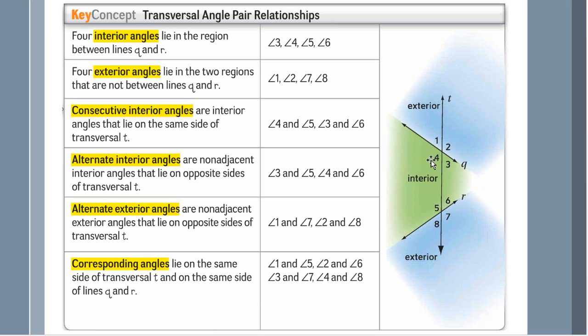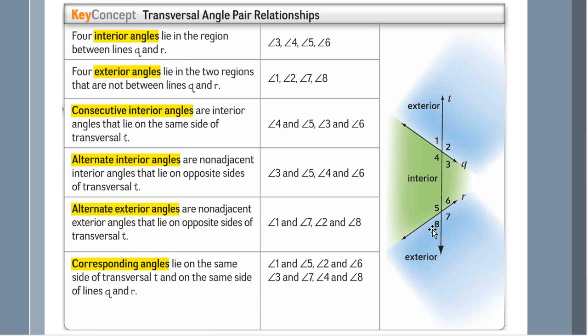Okay? And then along the same lines, we got alternate exterior, right? So again, when we're talking about the exterior, we're talking about this blue shaded area, right? They're on the outside of the two lines, right? So then we got alternate exterior, so we got 7 and 1, right? Because they're on the opposite side of the transversal, and they're on the exterior, so 7 and 1. And then we also have 2 and 8.